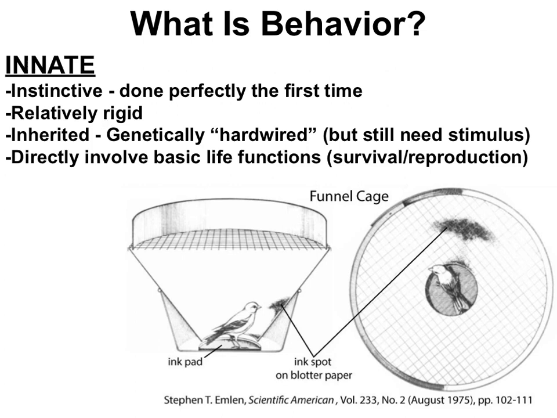Innate behaviors are also inherited because they're hardwired into the DNA. But even though the behavior is coded in the DNA, the organism still needs to encounter the stimulus to do the behavior. And finally, innate behaviors usually involve basic life functions like survival and reproduction. In other words, if a behavior is so important that doing the behavior wrong may cost an organism its life or ability to mate, the behavior is probably innate.